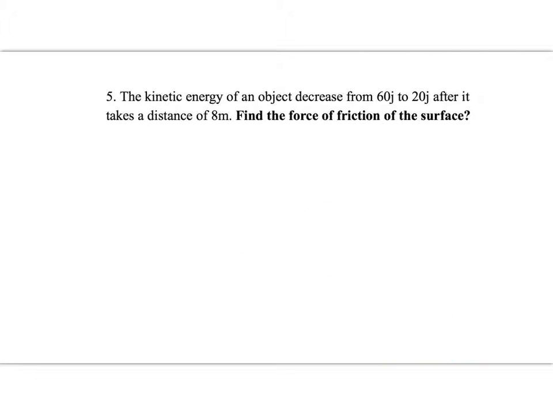Question 5. The kinetic energy of an object decreases from 60 joules to 20 joules after it takes a distance of 8 meters. Find the force of friction of the surface. We know that the work done by friction is equal to the change in energy. So the final energy minus the initial energy. You see here that the final energy is 20 minus initial is 60. So minus 40 joules of work is done by friction.